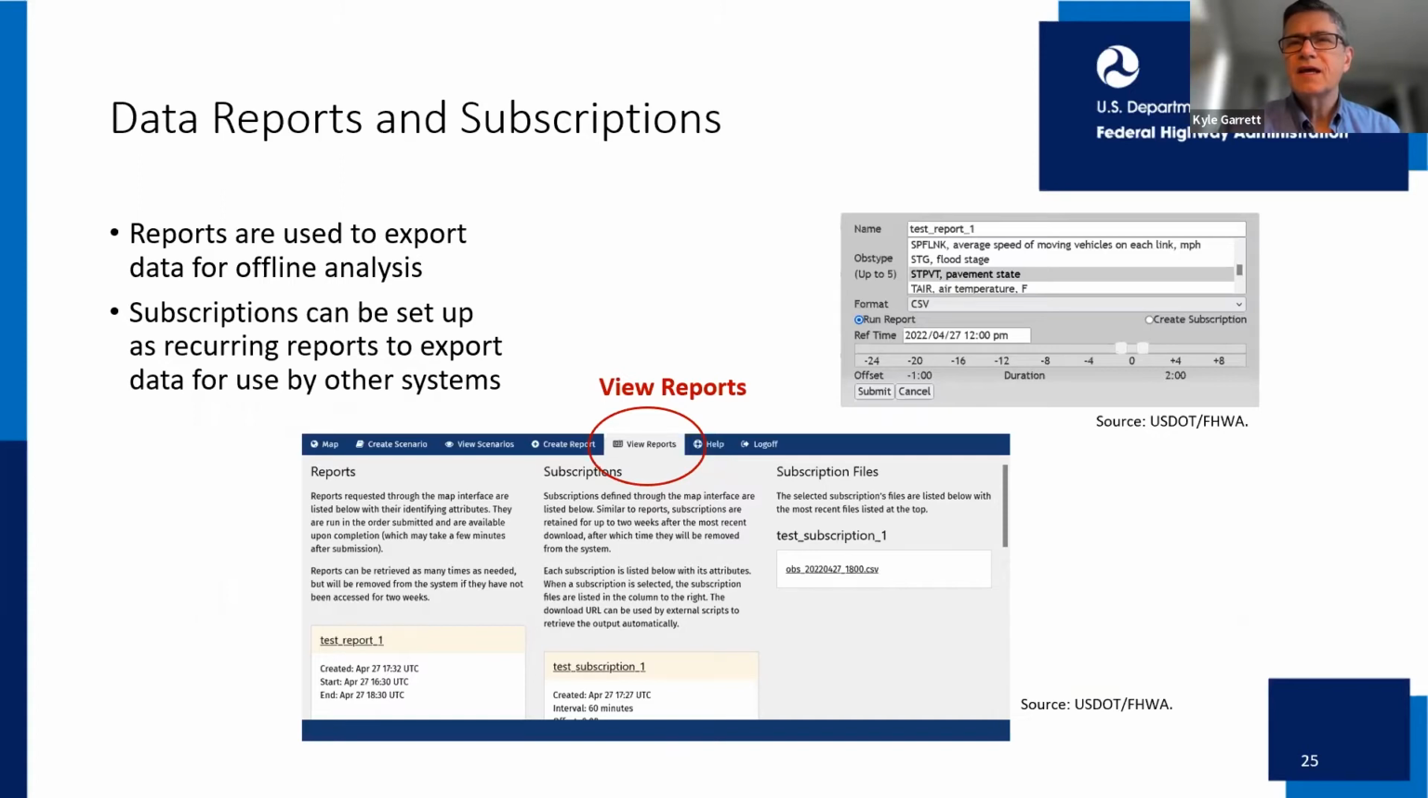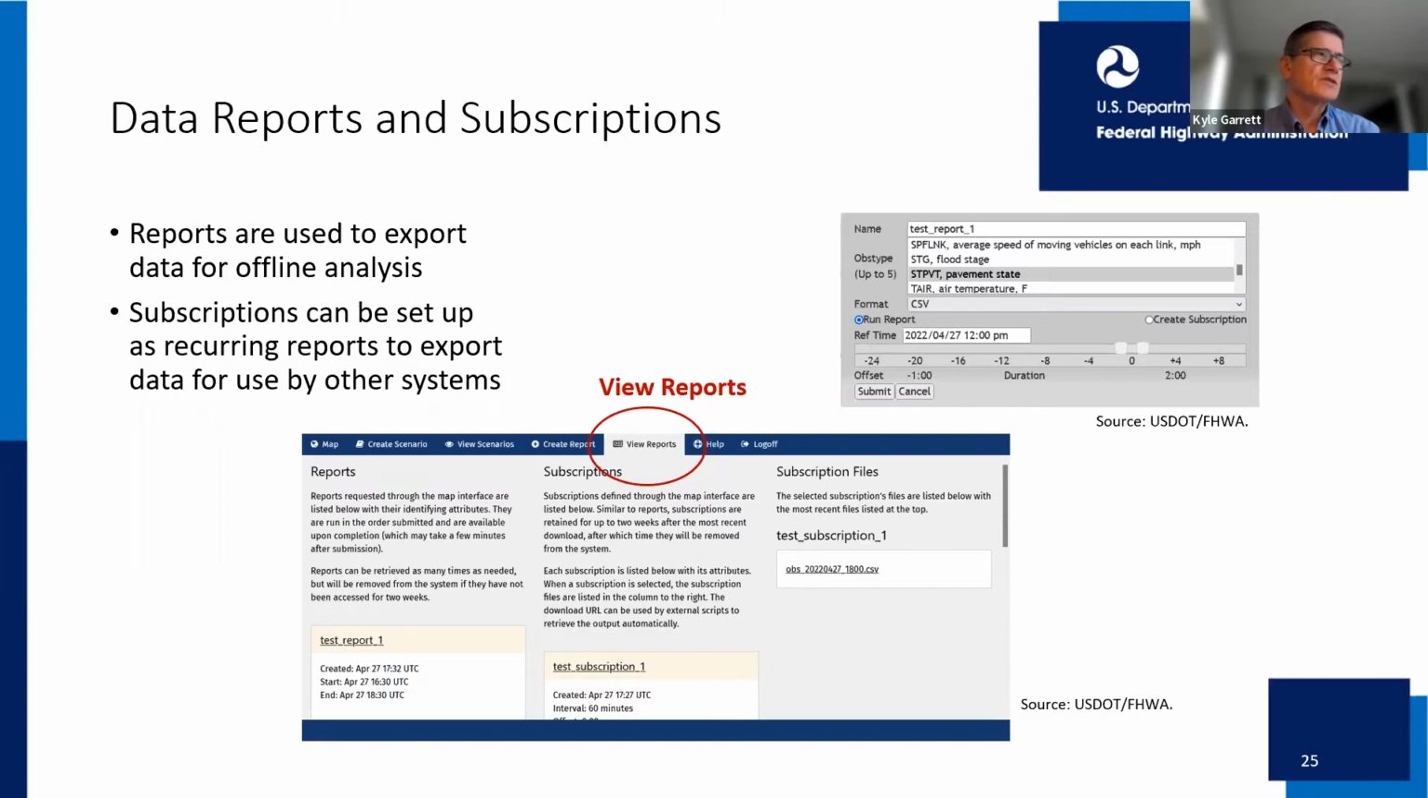Reports and subscriptions are ways of getting data out for offline analysis, or for that matter, even to tie into another system. It is possible to create a subscription and have data extracted of the traffic and the pavement condition forecast so that you could put those on a map in a different place or do detailed analysis offline. The reports and subscriptions are set up with a little widget, a wizard, and then you can either choose to select them as reports or subscriptions.